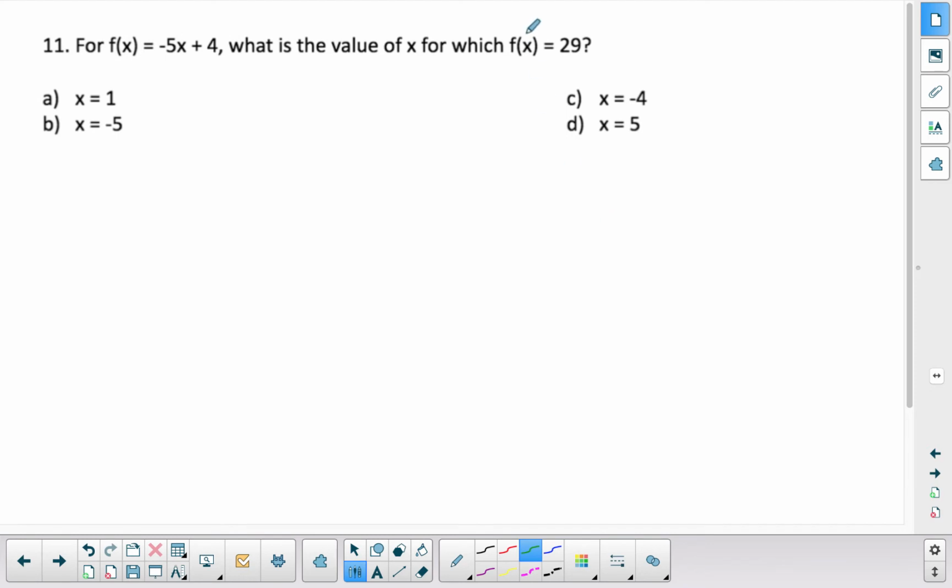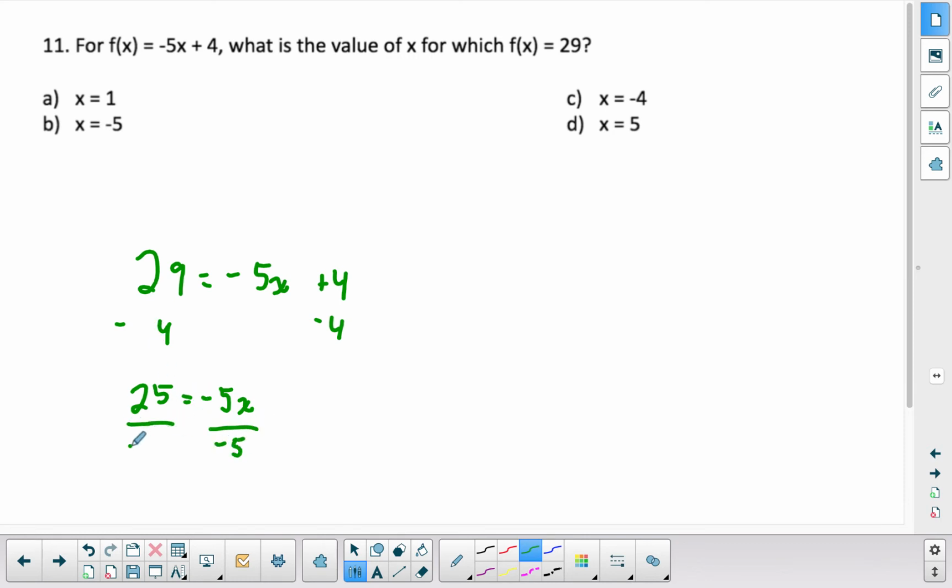This time, though, you're given f at x. So you're going to replace f at x, that's essentially like y, with 29. So 29 equals negative 5x plus 4. And then solving for x, you'll end up getting 25 equals negative 5x. If you divide by negative 5 on both sides, x should equal negative 5.